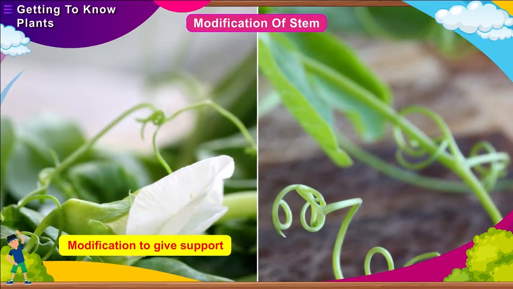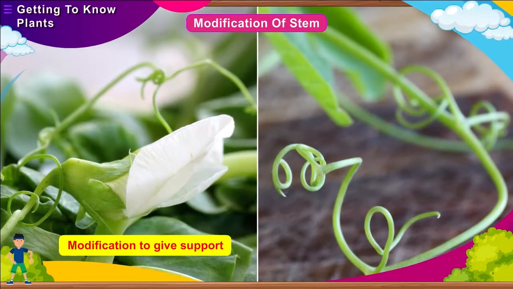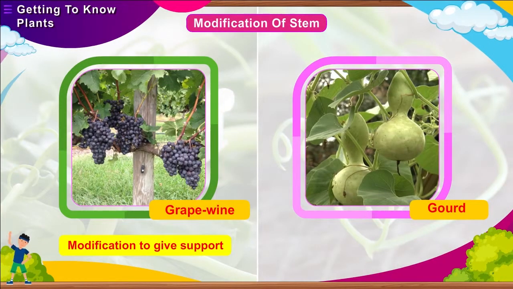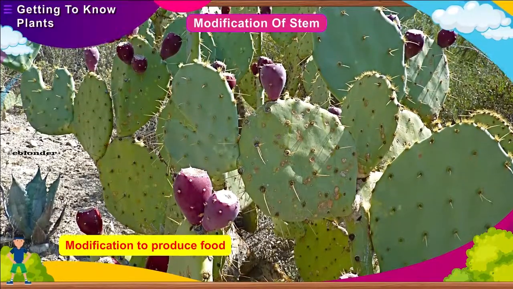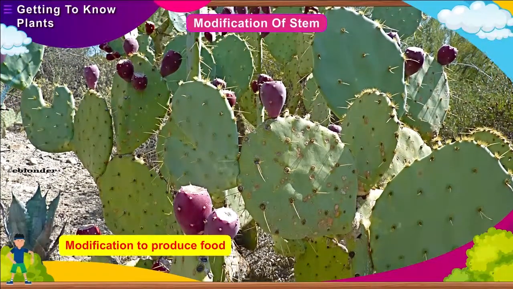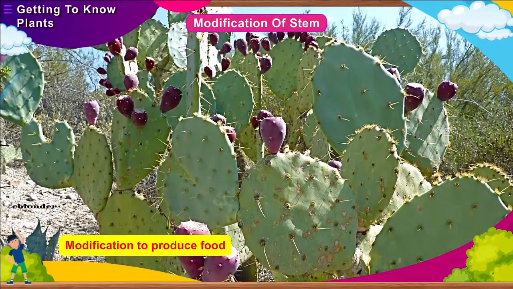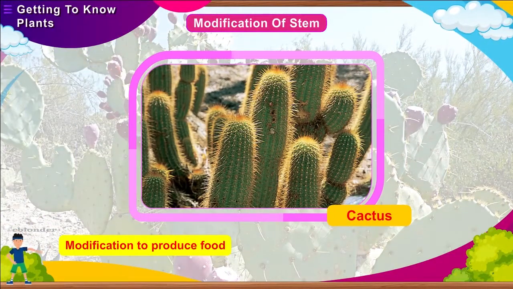Modification to give support. Some plants have thread-like coiled structures called tendrils. They provide support to weak stems. Some such examples are grapevine, gourd, and so on. Modification to produce food. Some stems are modified into thick, fleshy, green structures. The manufactured food is stored in the modified form. For example, in cactus, the stem manufactures food by photosynthesis, as it is green in color and contains chlorophyll.